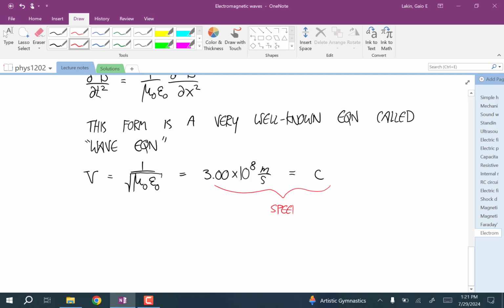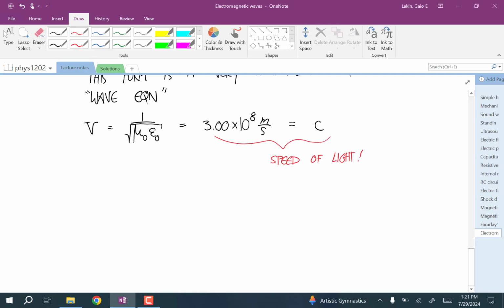So before this, people didn't know that light was a type of electromagnetic wave. After this, it seemed very clear that there was a connection between these things, although people hadn't proved it yet. But it was hypothesized at this point and later proven that light is just a type of electromagnetic wave.